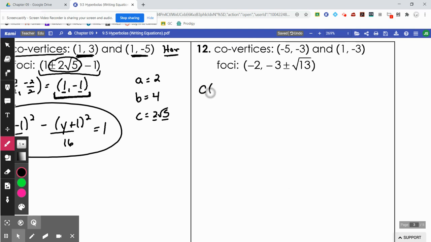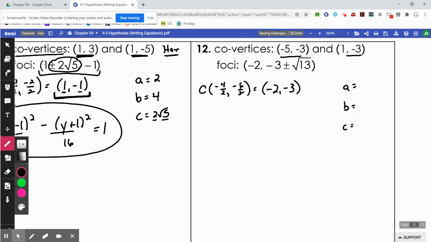The middle of those two co-vertices is going to give you the center. Add your x's, divide by 2. Add your y's and divide by 2 gives us a center at (-2, -3). Our A, B, and C values can be found with these distances. The distance from the center to a co-vertex will be our B. So let's do from here to here, which is a distance of 3, would be our B value. Or you can find the distance between these two and half it.